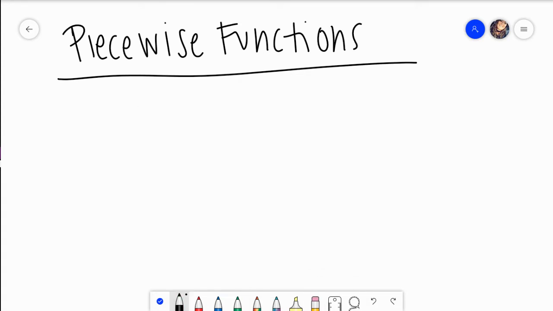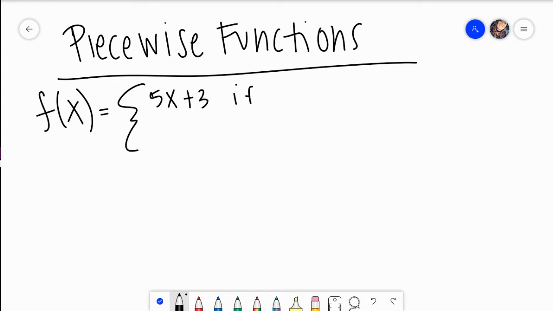So what it would look like is it would ask us to evaluate at given values. And it would tell us that f of x is equal to, and it would have like a brace. And here we have 5x plus 3 if my x is less than 0. So that's my condition. That's actually very important. I have to know that. And then the other function that I'm given is 3x plus 6 if my x is greater than or equal to 0.